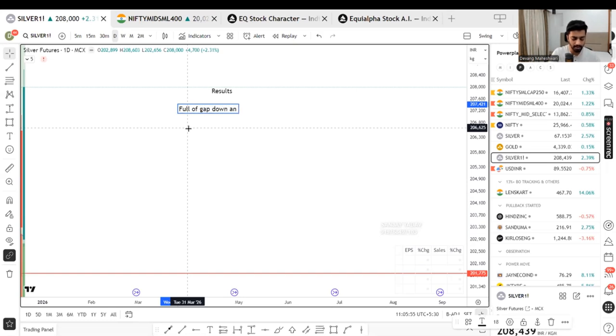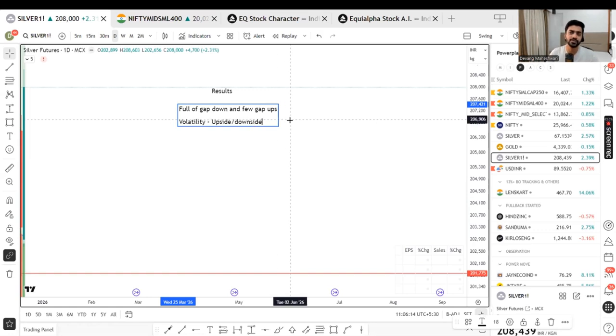So result season is full of gap downs and very few gap ups, not too much. Full of volatility, either on upside also and on downside also. I've seen stocks where after result they fall down 8%, 10%, and sometimes when the result is announced, they are up next day 10%, 15%.